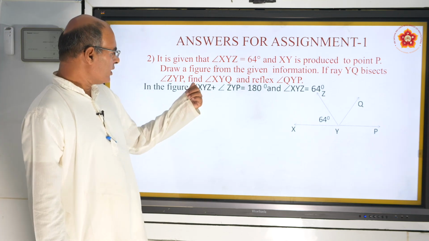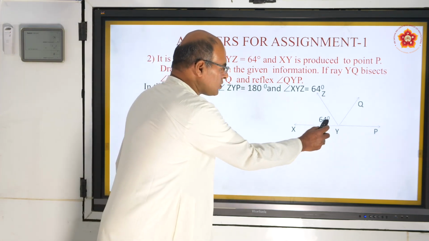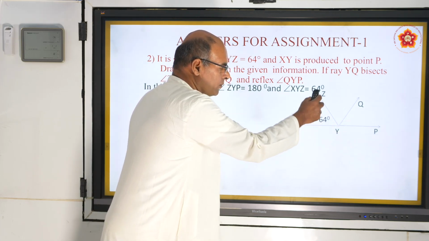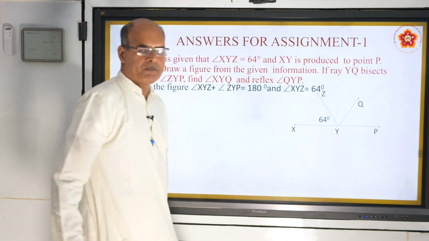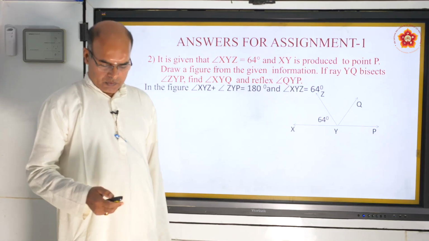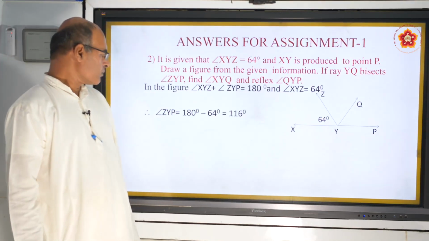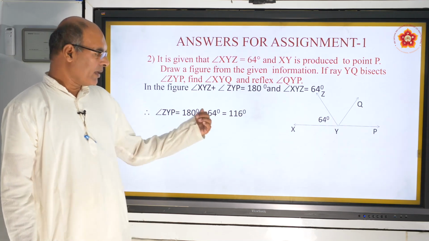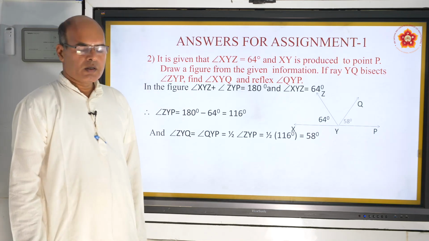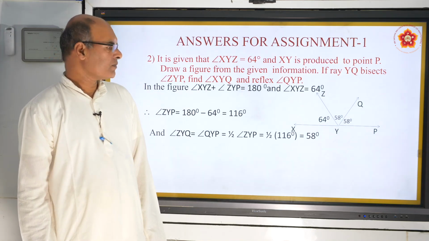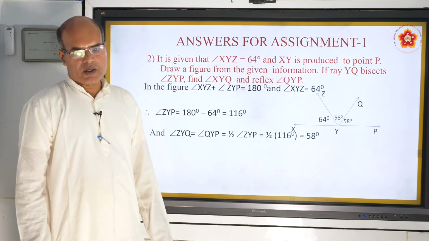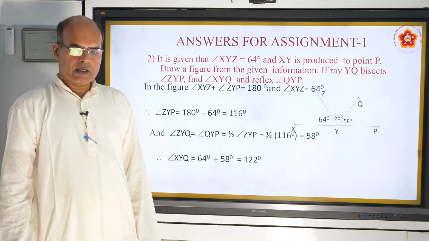So what we have to find out? Find out XYQ. Angle XYQ is angle XYZ plus angle ZYQ. So ZYQ is half of ZYP. So ZYP is supplementary to 64 degree. I hope you have done it. Angle ZYP is 180 minus 64, 116. Therefore ZYQ is half of it, 58 degree. And therefore XYQ is equal to 64 plus 58, that is 122 degree.